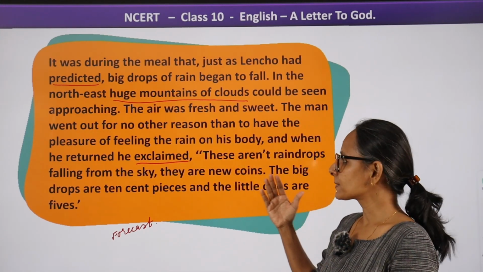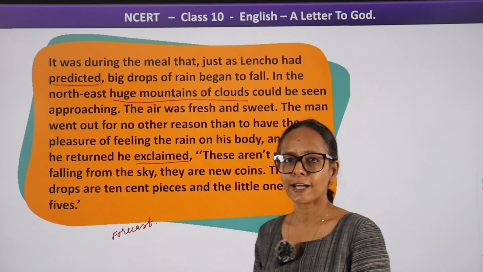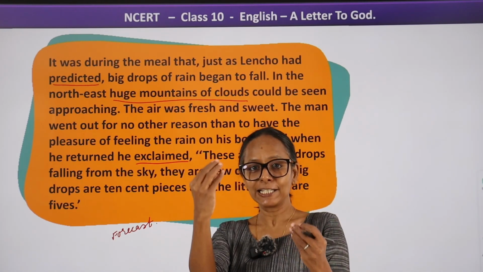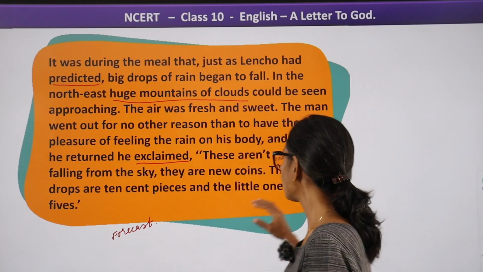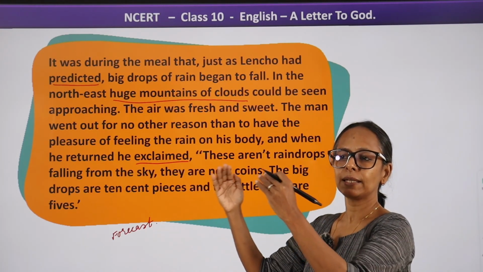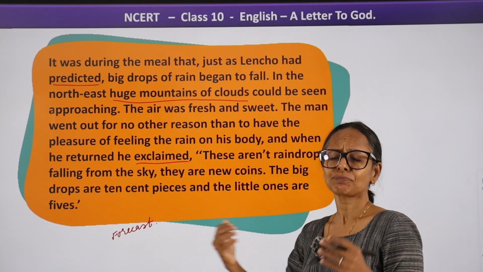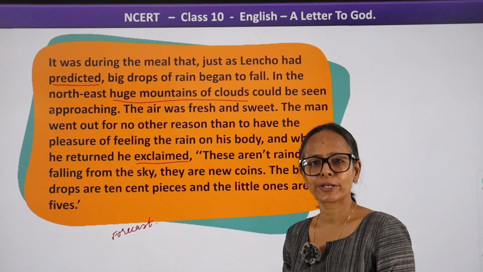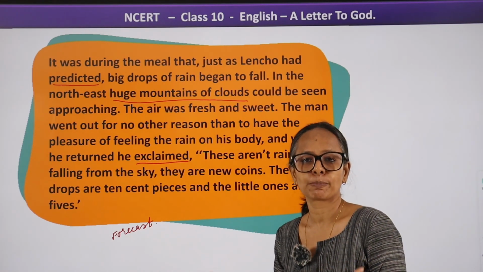The big drops are 10-cent pieces and the little ones are fives. So what is he saying? The bigger drops are 10 cents and the smaller ones are 5-cent pieces. So this is what is happening. As they're all eating the meal, and after the meal he goes out, he's having so much joy enjoying the rain, and then he's happily saying, lovely, we are going to get so much money now.